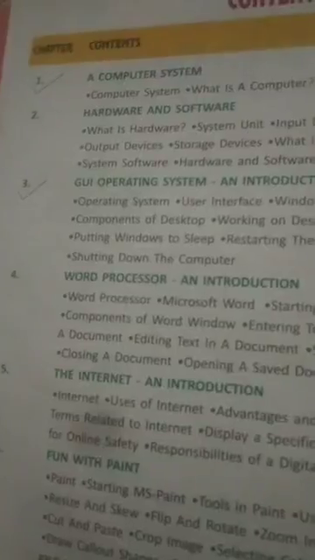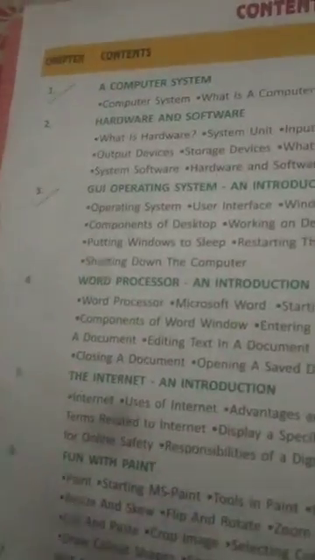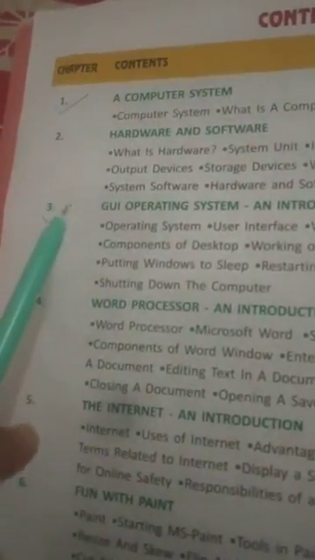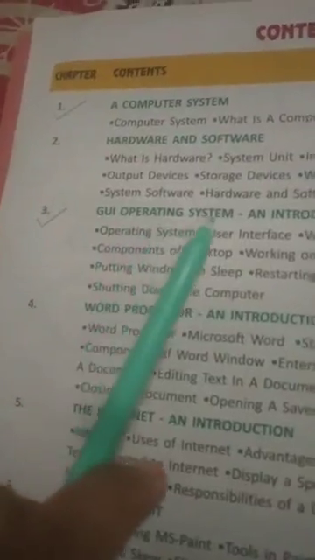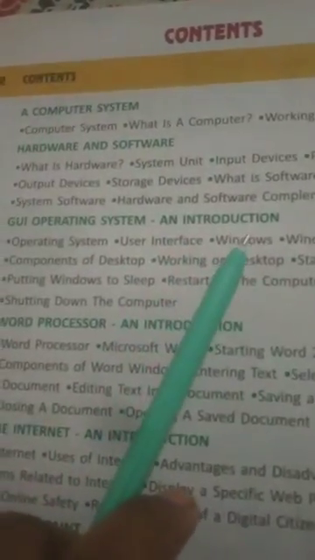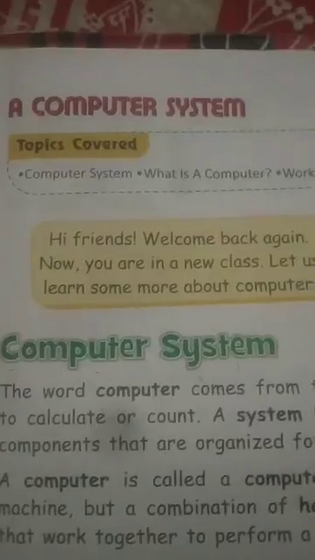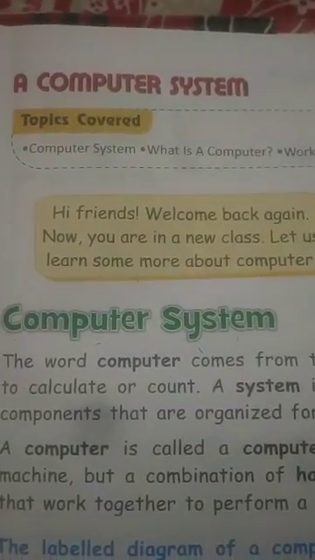Now this is the 3rd class book. Open the index page. This one. So please mark the chapters that are included in first term. First chapter, a computer system, and third chapter, GUI operating system and introduction. After that, take out page number 3. The name of the chapter is a computer system.